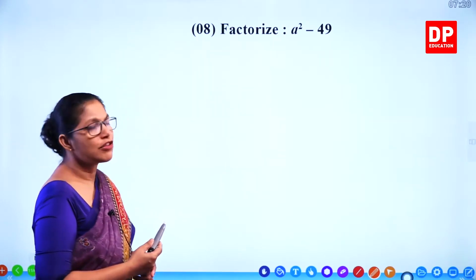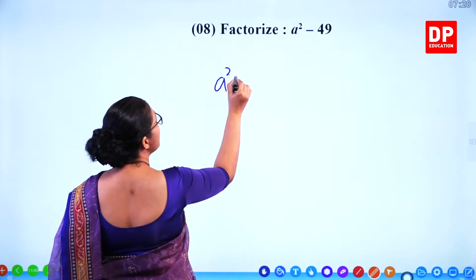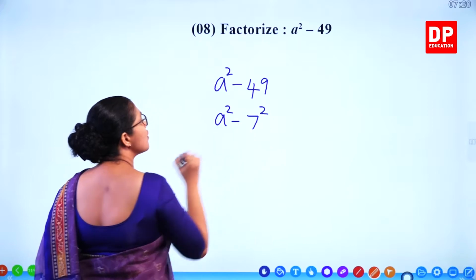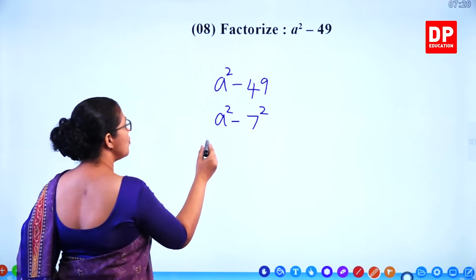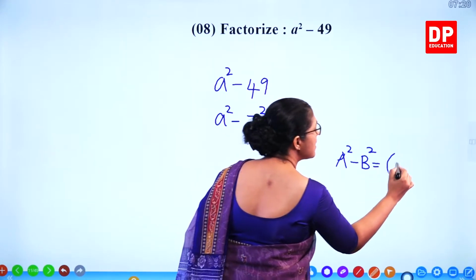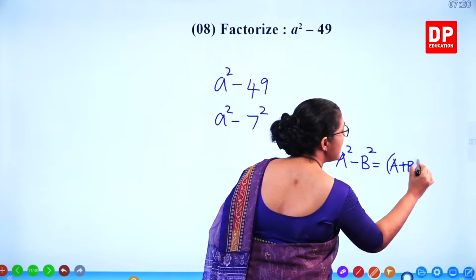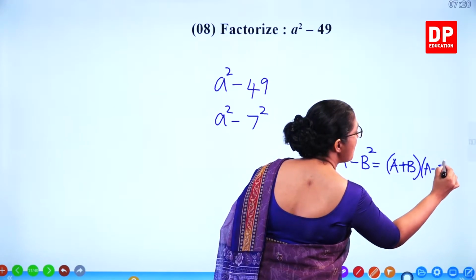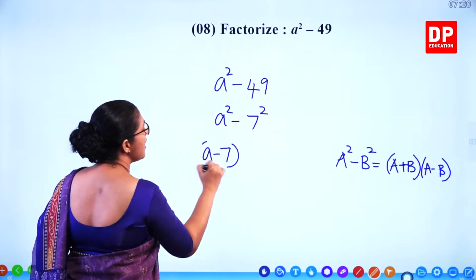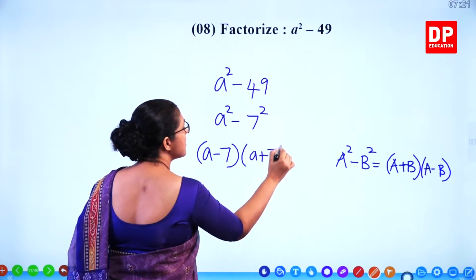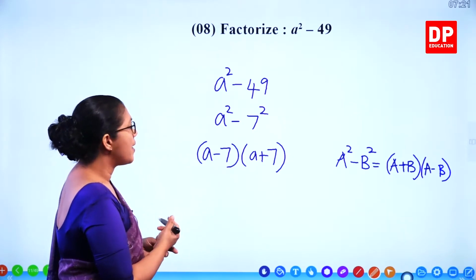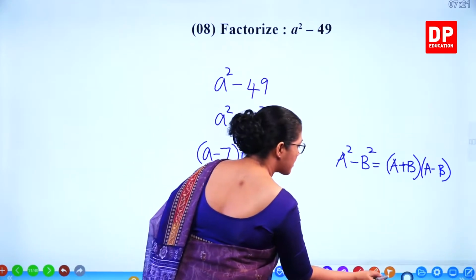Question number 8. Factorize a squared minus 49. 2 terms you can write as 2 squared terms. 49 is 7 squared. Now you know when you have a difference between 2 squared terms, what are the factors? One is a plus b, the other one is a minus b. So you can use that and write down the two factors, a minus 7 and a plus 7. You can write in any order, plus sign first or minus sign first. So 2 marks.